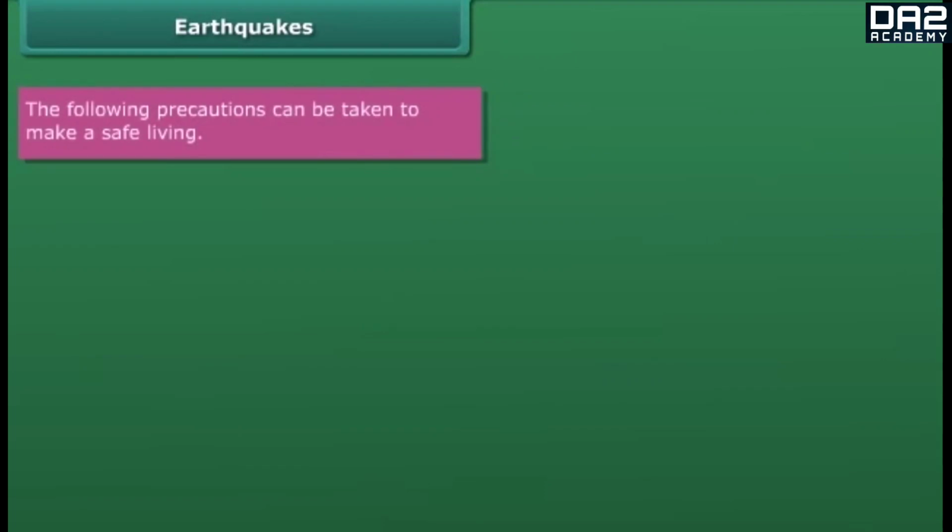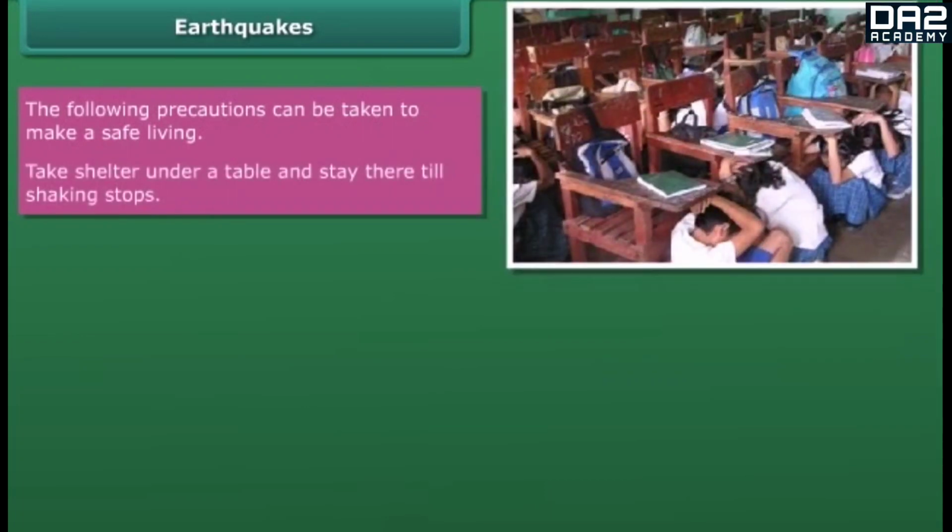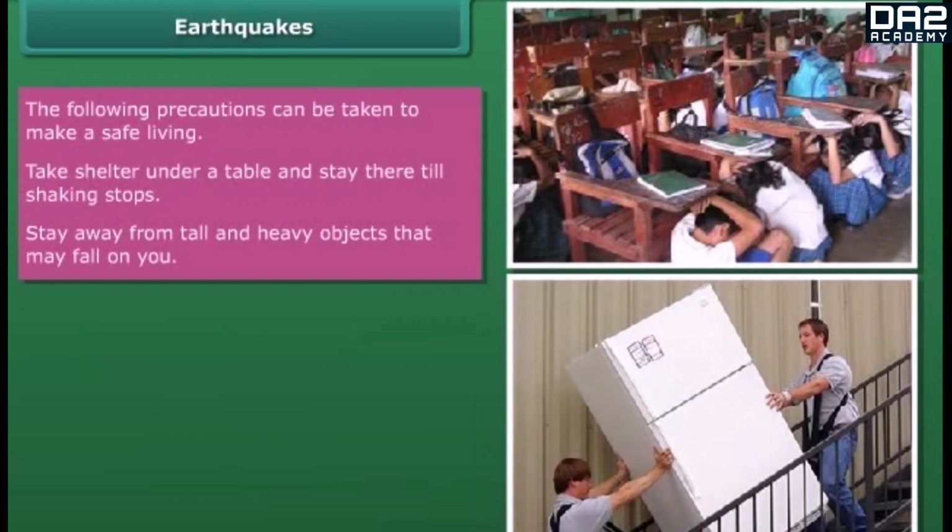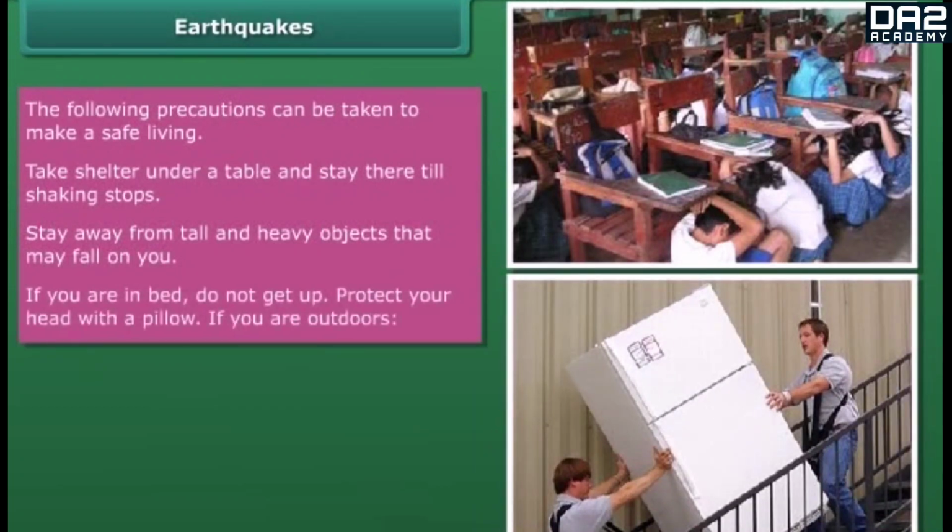The following precautions can be taken to make a safe living. If you are at home, take shelter under a table and stay there till shaking stops. Stay away from tall and heavy objects that may fall on you. If you are in bed, do not get up. Protect your head with a pillow.